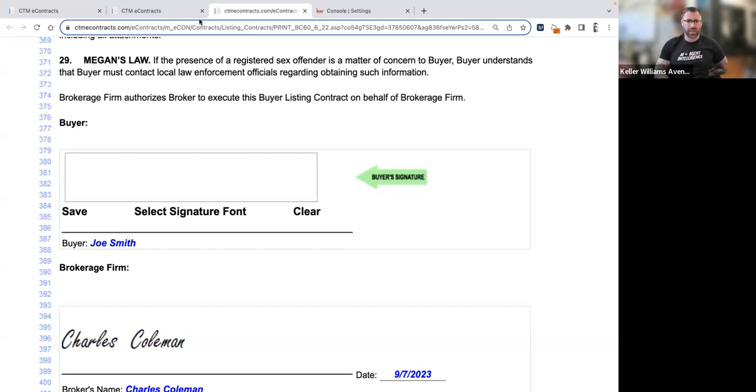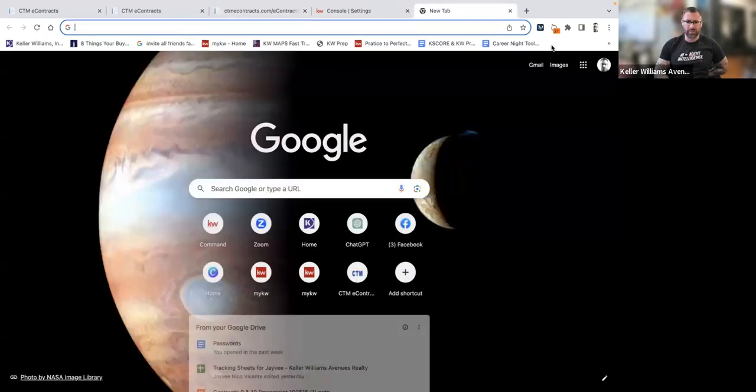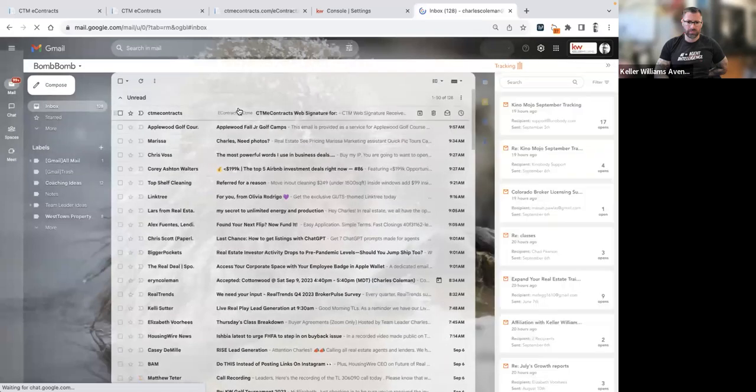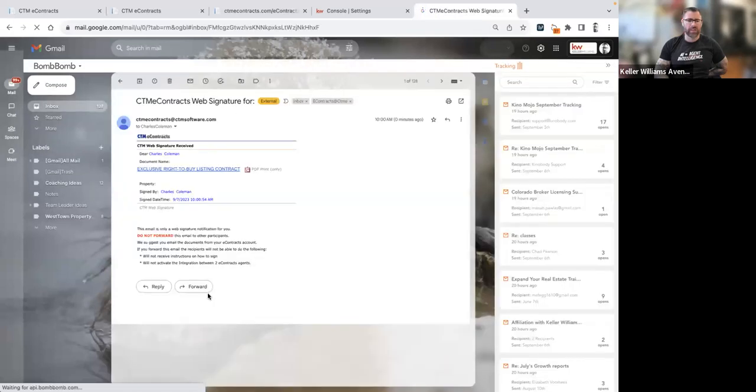And now it's signed. What we should have received, if you have it turned on, is an email saying that this contract has been inked. Like, hey, Charles signed this contract at this time. So you will actually get information that people are signing contracts, which is pretty neat.